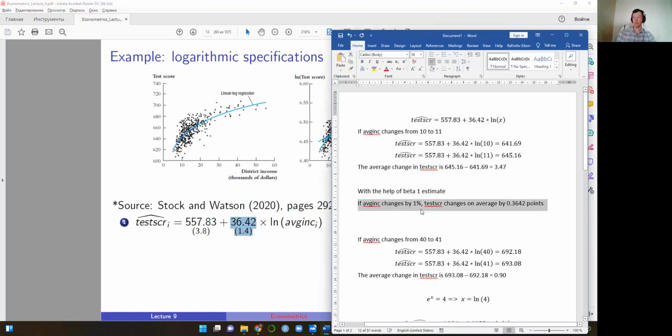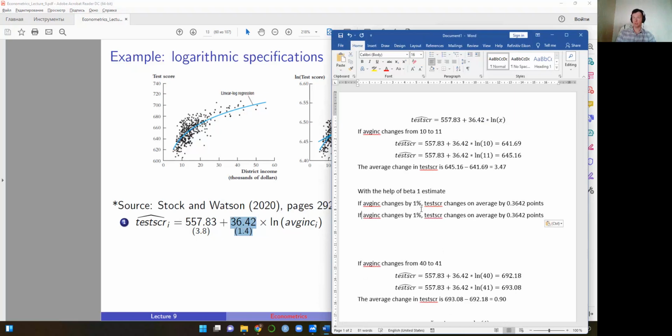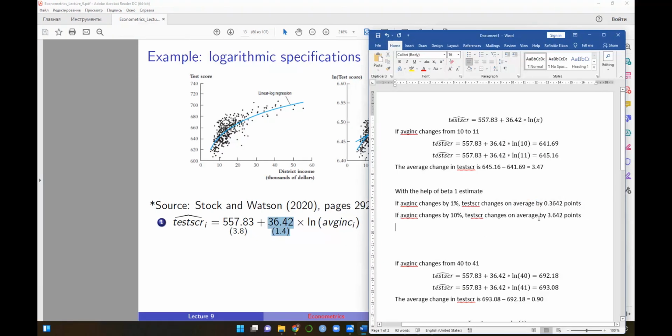But if I apply this logic proportionally to a 10% change, I might say that if average income changes by 10%, test score changes on average by 3.64. And now compare this direct calculation, which is the correct one, with this approximation. The approximation gives me a larger estimate of this effect. You see?